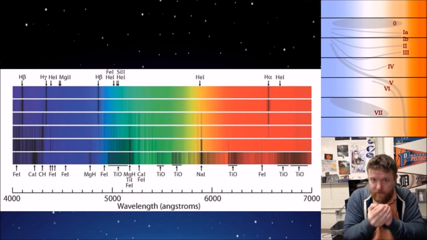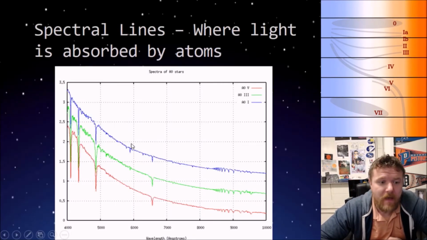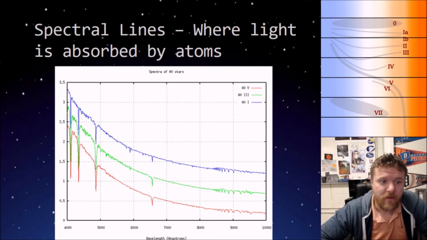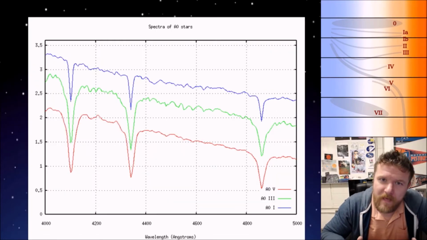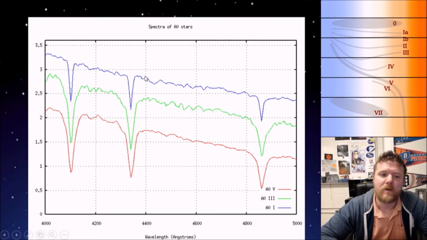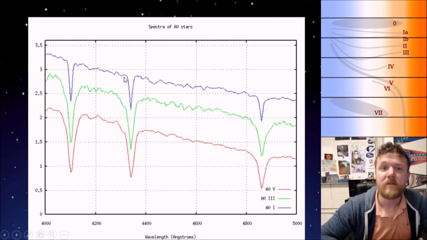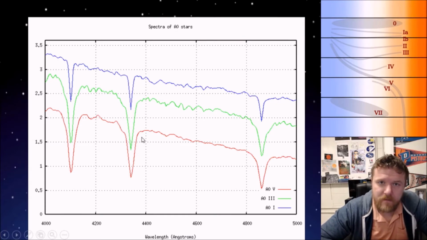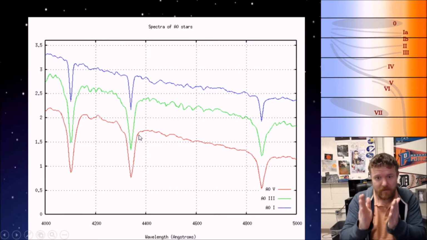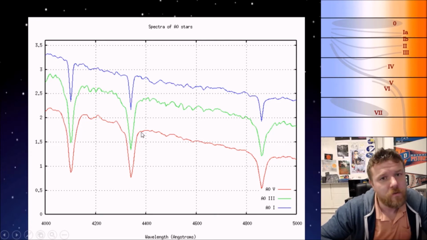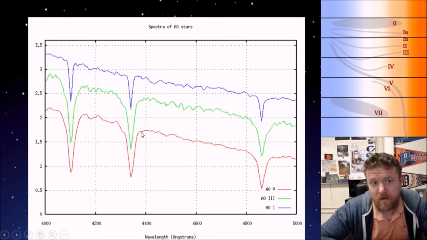Thicker line, smaller star. Is there any way to tell, looking at the spectrums of 3 different stars, blue, green, and red, which one is the biggest? Well, let's zoom in a little bit. You'll notice that the lines that are missing are what was absorbed by the atmosphere of the star. Which one has the most missing? The red one does. So which one has the thickest spectral line? The red one.